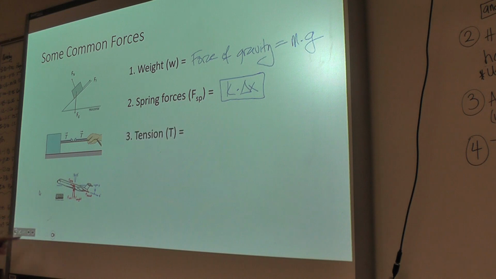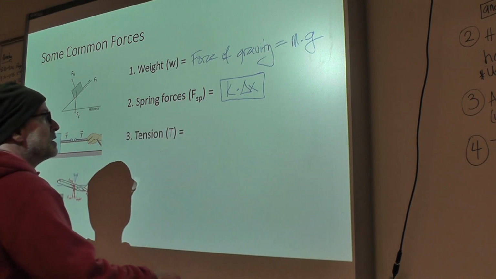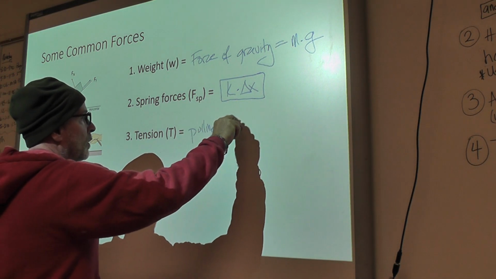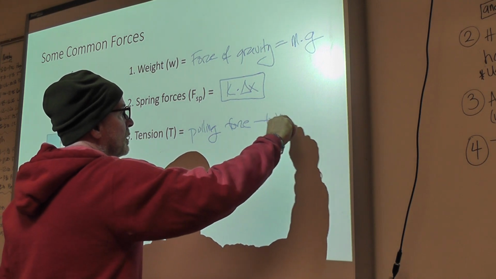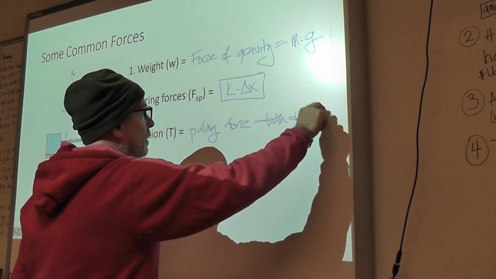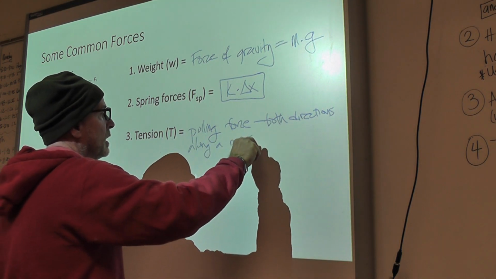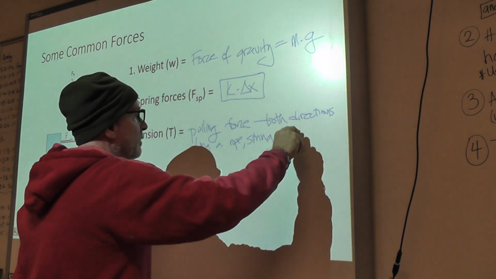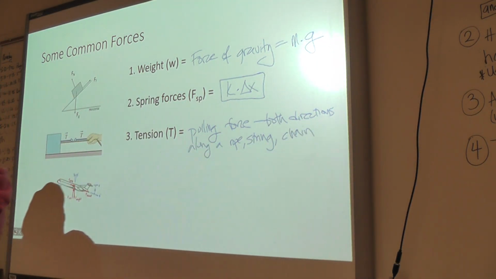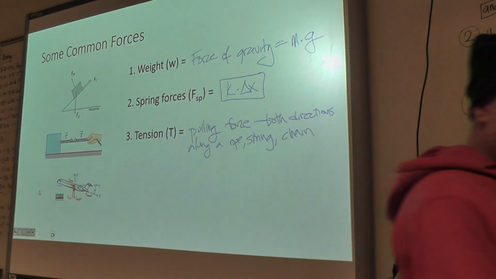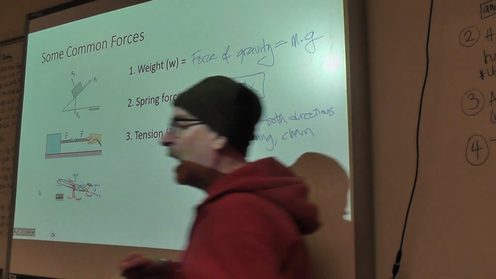Tension is the pulling force in both directions along a rope or a string or chain. And we did talk about this just the tiniest bit, but the thing about tension that's weird is, first of all, you can't push. So if I have something connected to something else via a string, I cannot push.